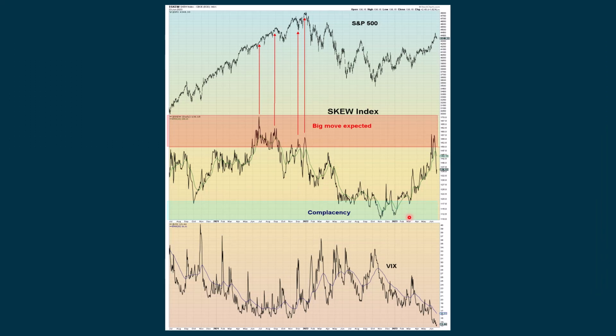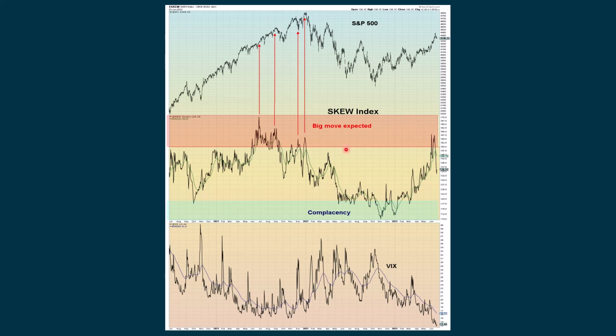Now, for a while, we were following this pretty closely. When it gets up into this red area, they're expecting some kind of a big move. Now, the skew index is related to the VIX in that the VIX measures at the money options. The skew index looks at out of the money options, and when they're expecting some kind of a big move, the skew index really goes up.